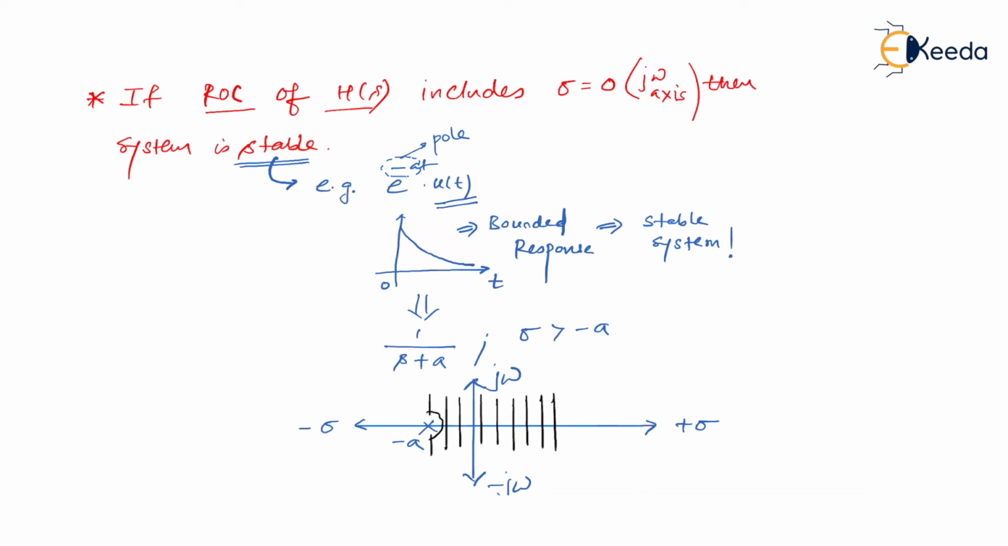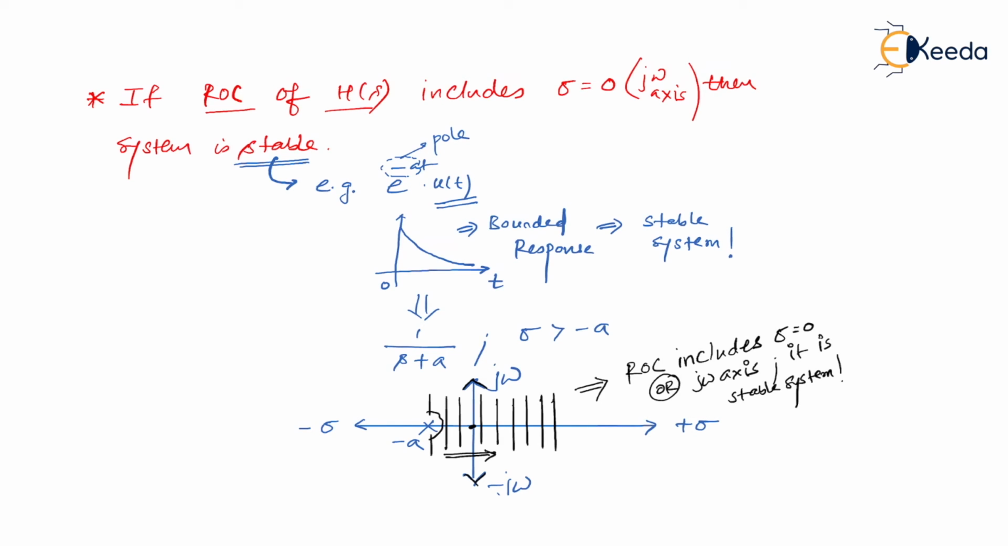So as you can see over here, the ROC is towards the right hand side, and it is including your j omega axis also, that is sigma equal to 0 point. So since ROC is including sigma equal to 0 point, definitely I can say that the system is stable. So I'm sure now you have understood looking at ROC.